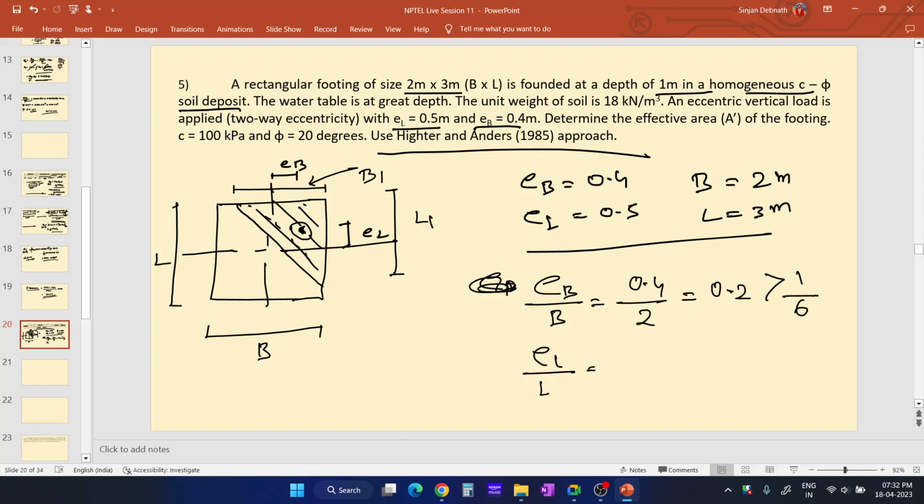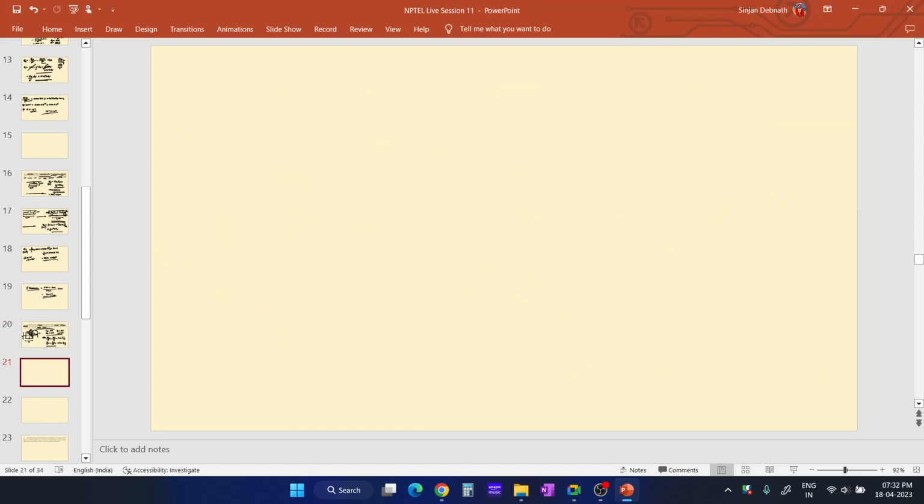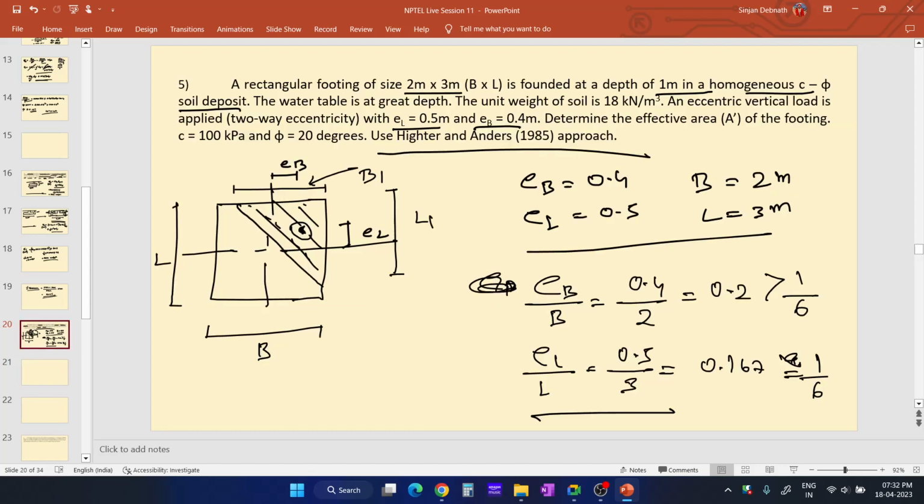EL by L, how much is it? EL by L is 0.5 by 3, it is 0.167, which is equal to 1 by 6. So for this particular case, the effective area is like this. We need to check these conditions before drawing this effective zone.